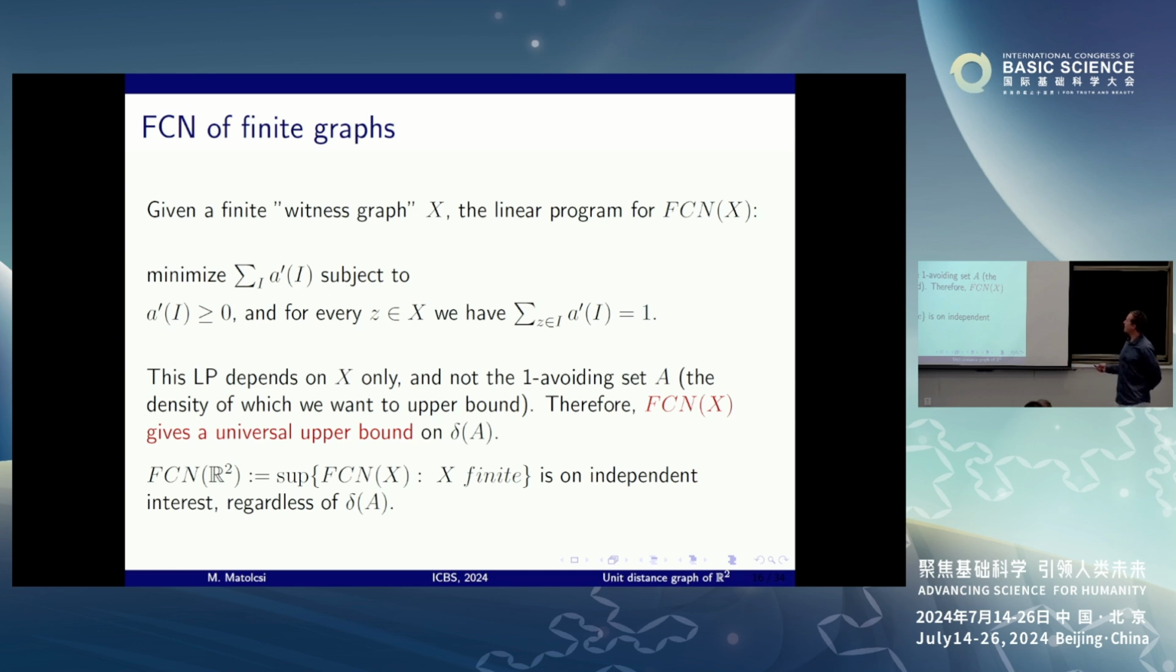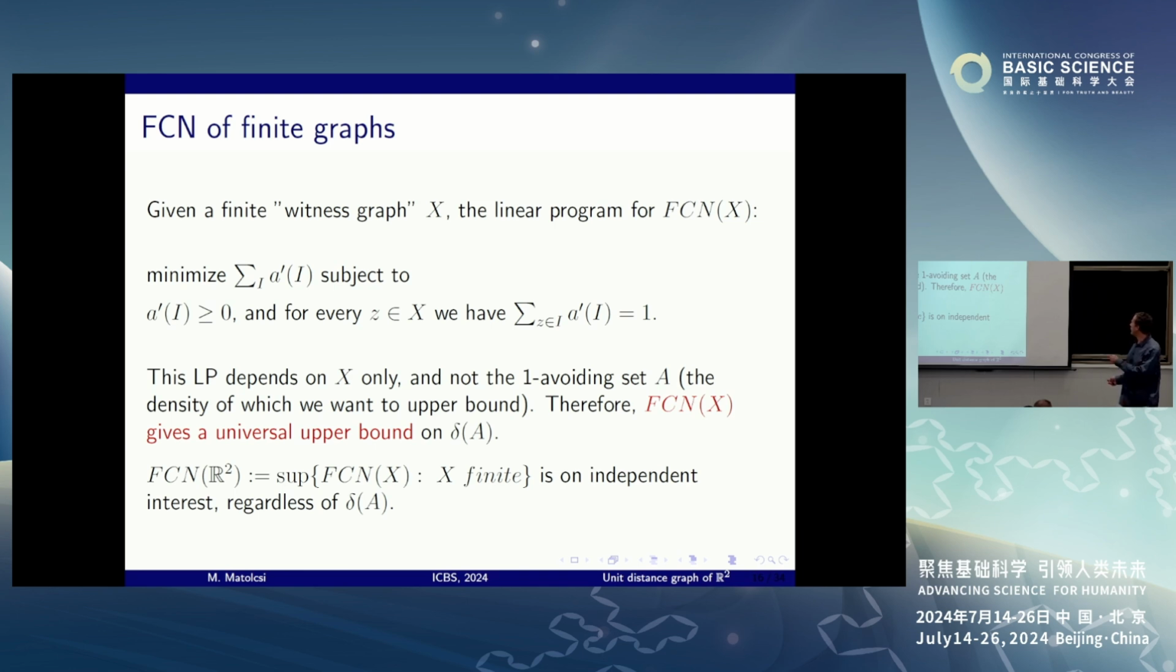So you are given a finite witness graph X, and you write up the linear program for the fractional chromatic number. So once again, what is it? You want to minimize the total sum of your atoms, subject to each of them being non-negative, and for each vertex, the atoms containing that vertex have to sum up to 1. So that's exactly what the combinatorial literature calls the fractional chromatic number of your graph X. And this is of independent interest in graph theory.